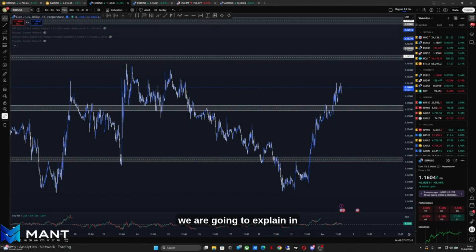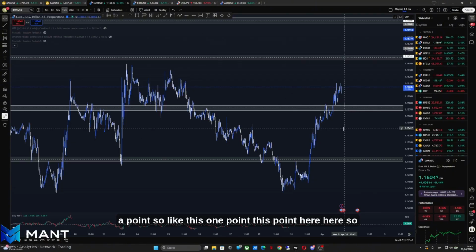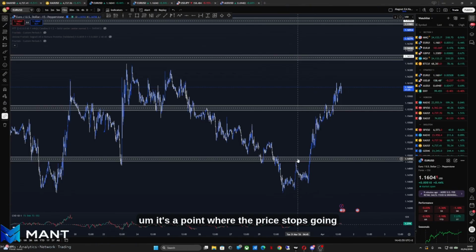Today we are going to explain in a very simple way what external highs and lows and what internal highs and lows are. So basically the market doesn't move randomly, it moves creating highs and lows. A high is a point where the price stops going up and starts to go down, so doing the reversal. Same thing for the opposite, for the lows, like this one and this one.